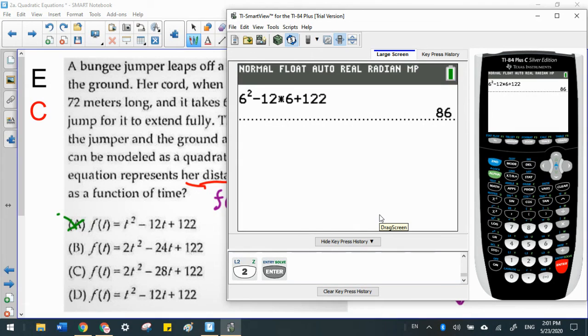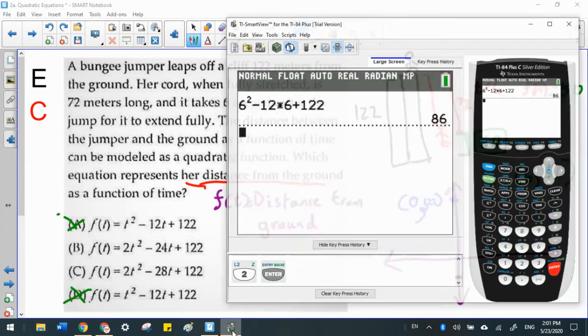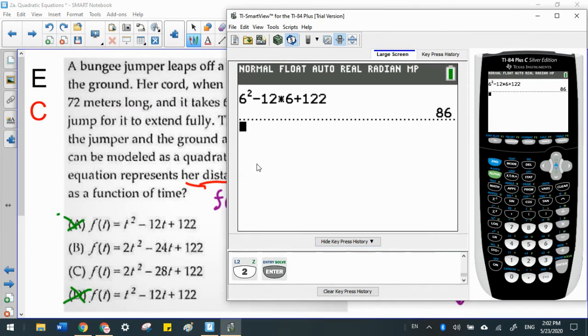And option D here is actually the same thing, so we know that one's not the answer either. And now we're stuck between 2t squared minus 24t plus 122 and 2t squared minus 28t plus 122. And rather than literally retyping this into the calculator, a trick that you should use is second enter, which lets you copy everything you plugged into the calculator last, and you can move the cursor around.